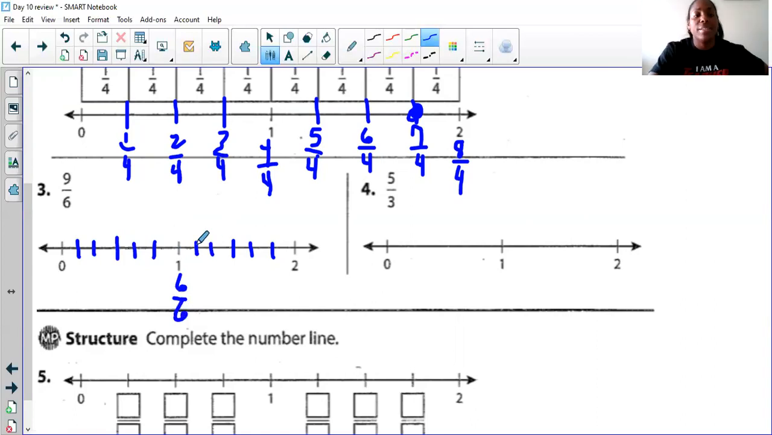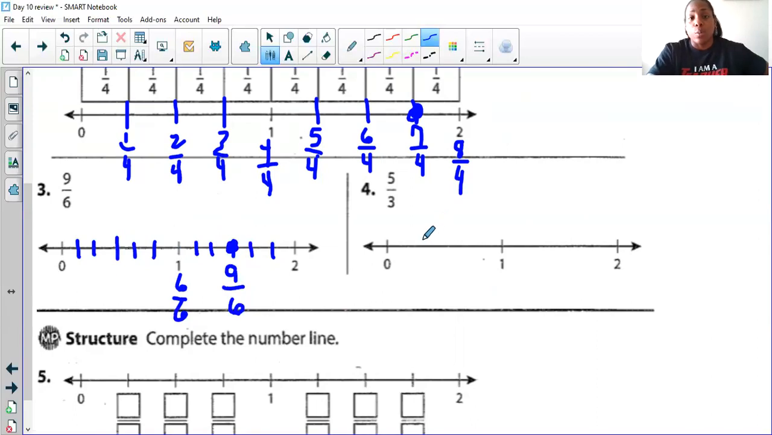Then we have 7/6, 8/6, 9/6 right here. So 9/6 is directly in between the 1 and the 2. So there we have plotted 9/6.